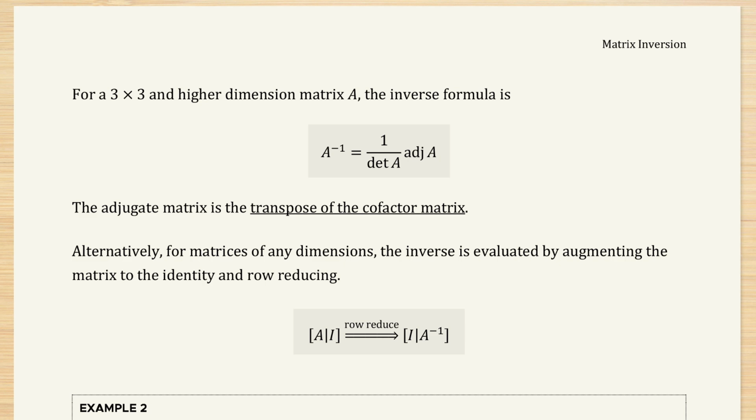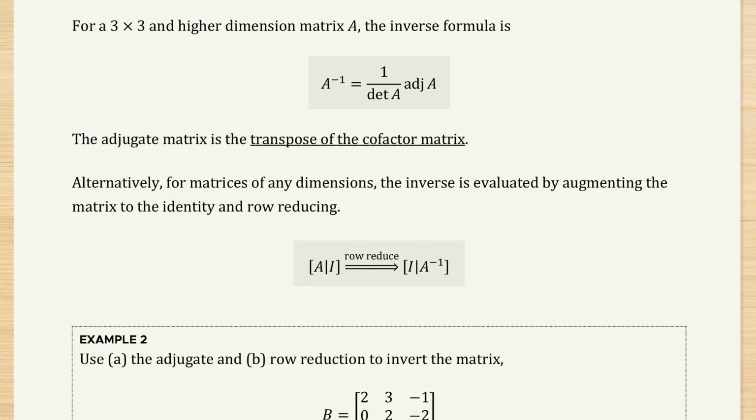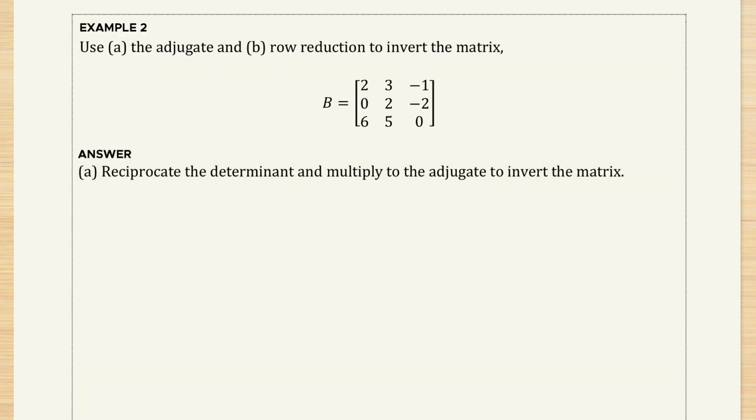A different way of matrix inversion is by augmenting the matrix we want to invert, let's call it A, to the identity matrix, and then row reducing so that we have I where A used to be, and on the other side, what used to be I is now A inverse. Let's use both ways to invert matrix B. First, we will use the formula 1 over det B multiplied by the adjugate of B, and then we will use the other way by augmenting to the identity and row reducing.